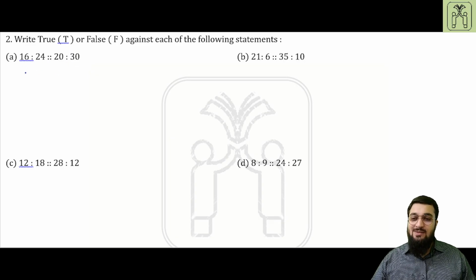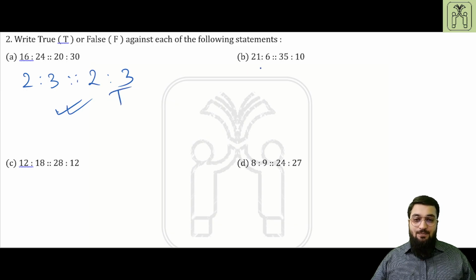So first of all, we will simplify. 16 can be written as 8 2s are 16 and 8 3s are 24, and 20 will be 10 into 2 and 10 into 3. So yes, they are in proportion, true.